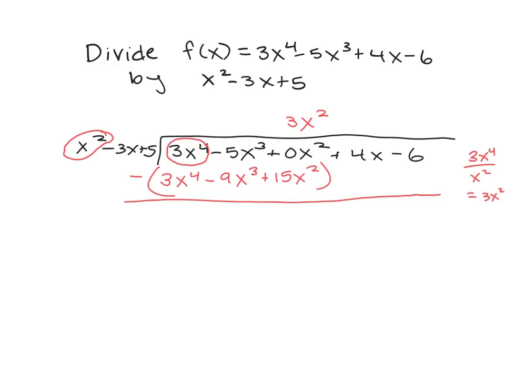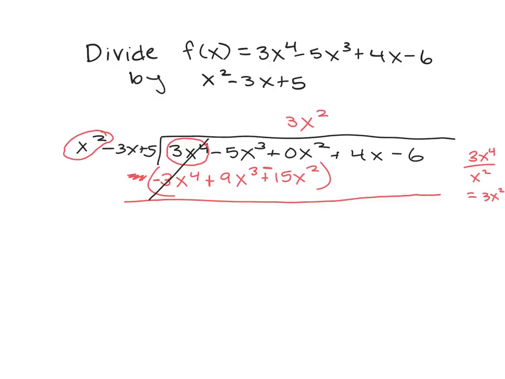And so when I look at that, I have to be very, very careful with my negatives. So one strategy is to say, okay, I'm subtracting 3x to the fourth. That means I'm adding 9x cubed and subtracting 15x squared. I think it's helpful to make sure you're keeping track of your negatives that way. And then I write down what I get.